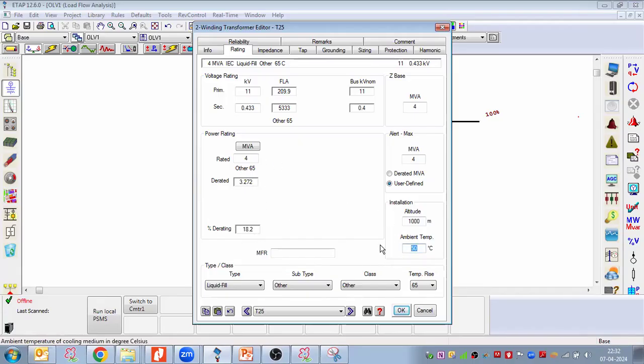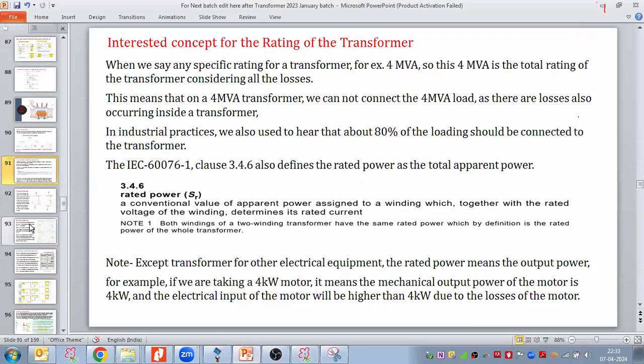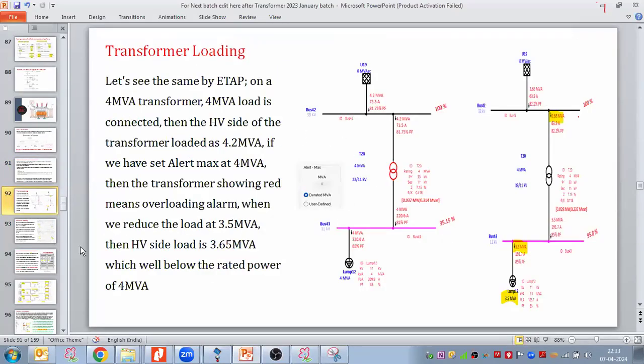Whenever we do any kind of study through ETAP, even though your site temperature is 50 degrees Celsius, in ETAP we put 30 degrees Celsius, so that derating we can avoid. And based on this, it will be based on the 4 MVA only. I hope I'm clear about both concepts. So this we have discussed.